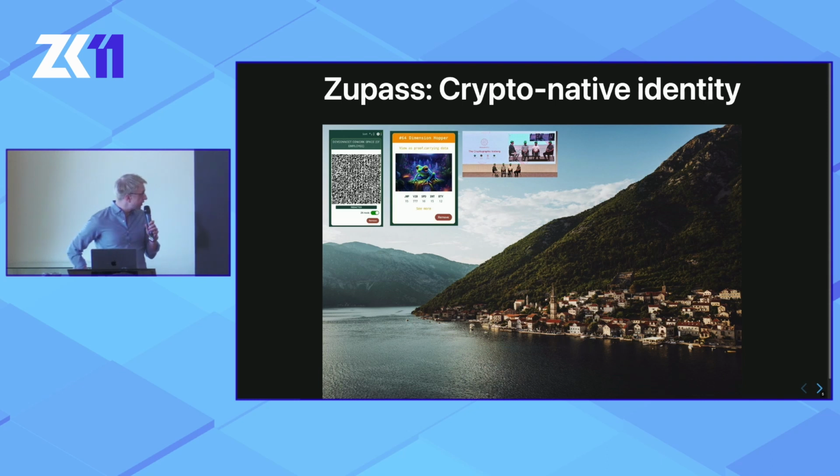So this is from Zuzalu, Zupass. Zuzalu was this kind of proto network state. The first one happened last year in Montenegro. And they had this kind of digital identity system, ZK identity, called Zupass. And that allowed you to prove that you belonged, that you had access to certain things, and you could do voting and all these kinds of things with a ZK identity solution.